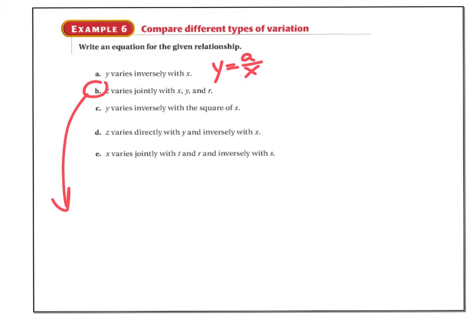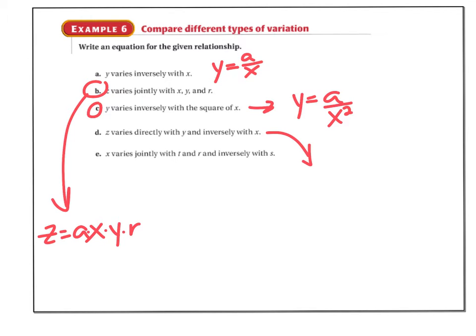Next example tells you that Z varies jointly with X, Y, and R. Do not forget to write your constant of variation still, and X times Y times R. C says Y varies inversely with the square of X. Inverse relationship means Y equals A over some value of X, which is squared in this case. So as X gets bigger, Y is getting smaller still, but now it's the square of X in the denominator.